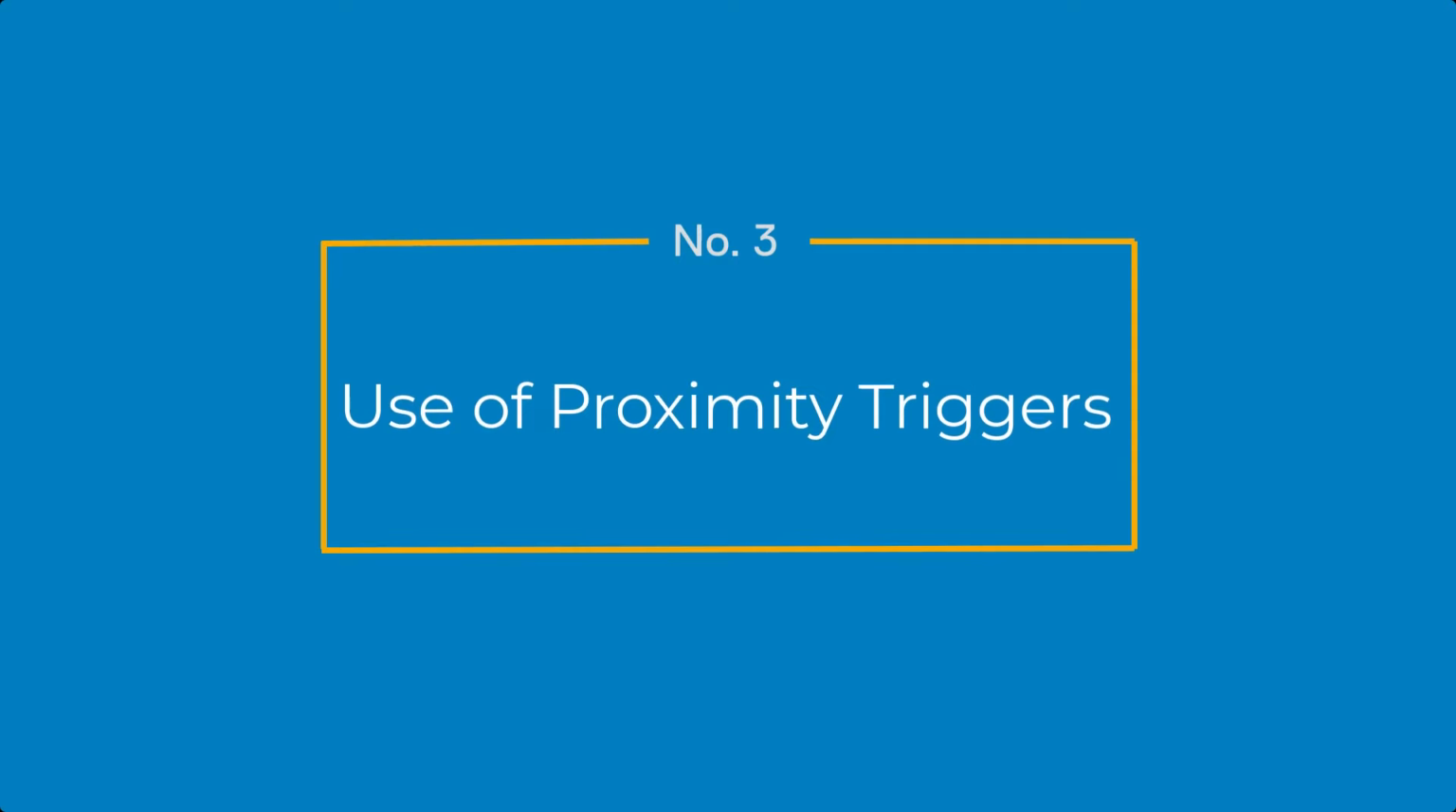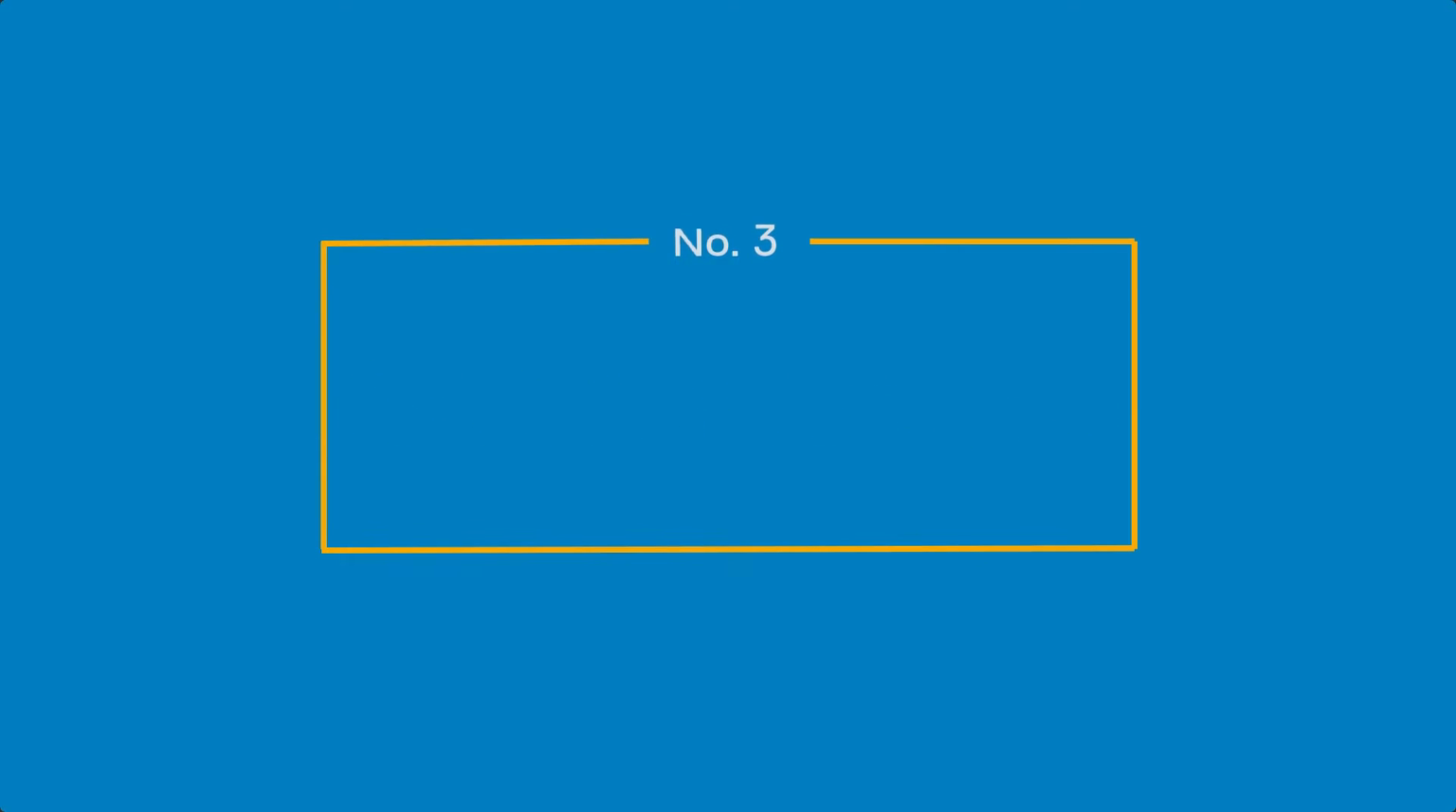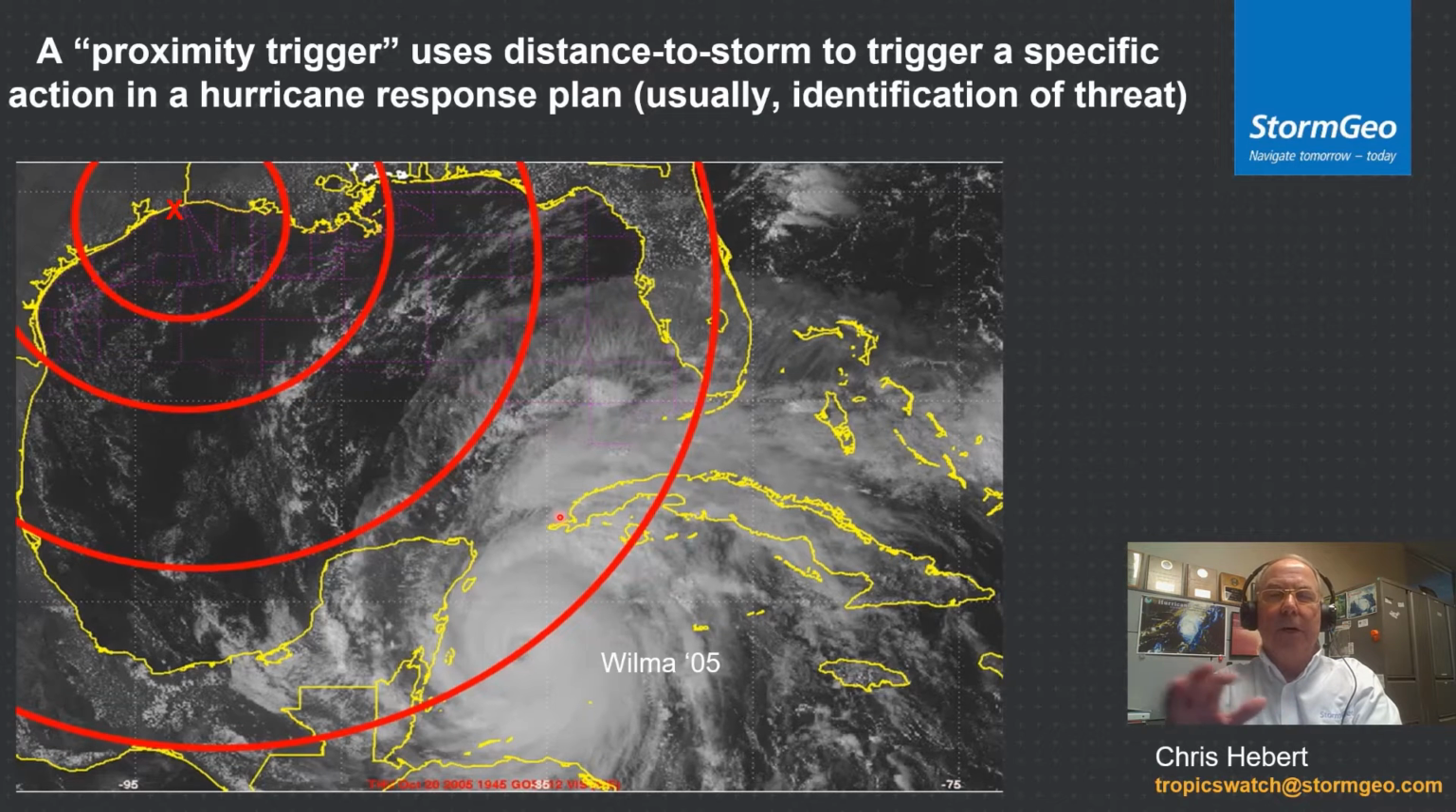Number 3, the use of proximity trigger. Well, what is a proximity trigger? Proximity trigger means a storm is within X miles of your location, or a storm is, say, entering the Caribbean Sea and you're on the Gulf Coast. If a storm enters the Caribbean Sea, then it's a threat to my location. We assume it's a threat, and you take a particular action. Maybe just initiating a response plan, but that may not need to occur depending upon the forecast.